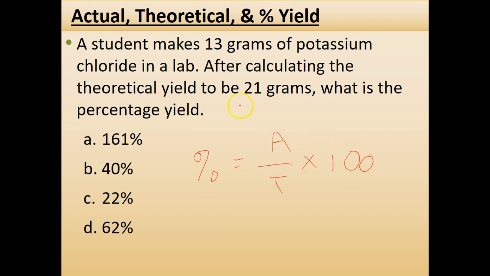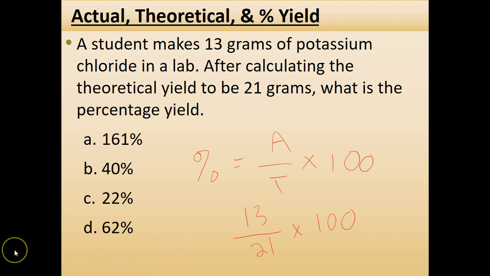We're going to go back and look at the problem. A student makes 13 grams of potassium chloride in a lab. That's our measured amount, 13, divided by the theoretical yield, which is 21. So that's what the calculated amount was. As you can see on here, we didn't get the full amount. If we had gotten the full amount, then that would have been a 100% yield.